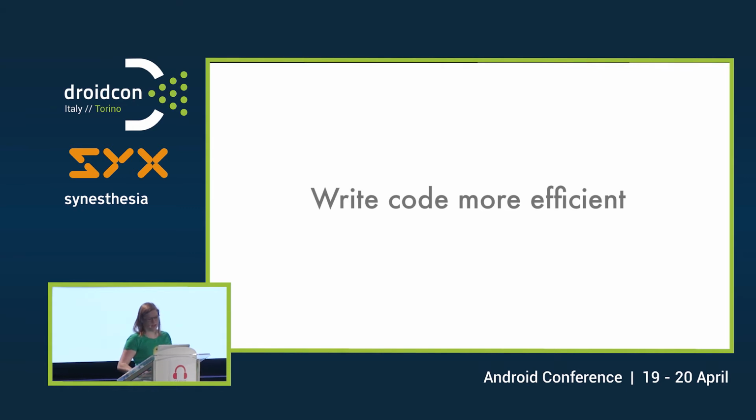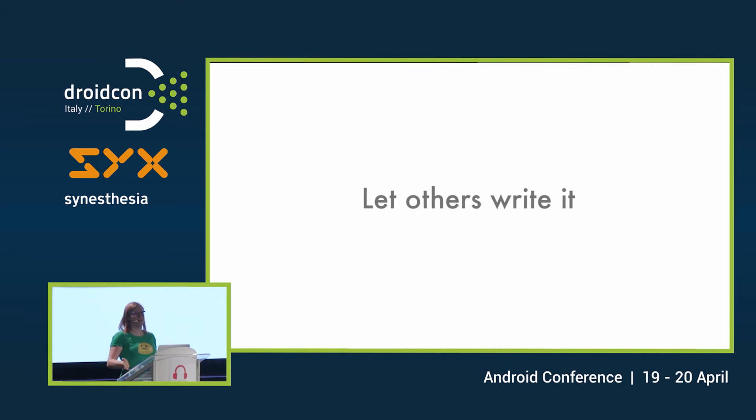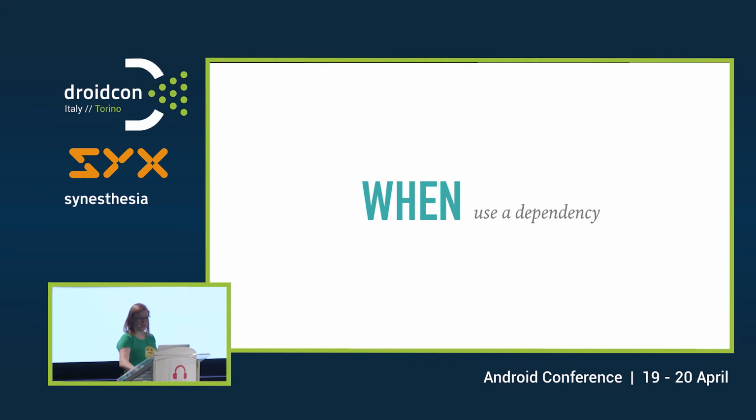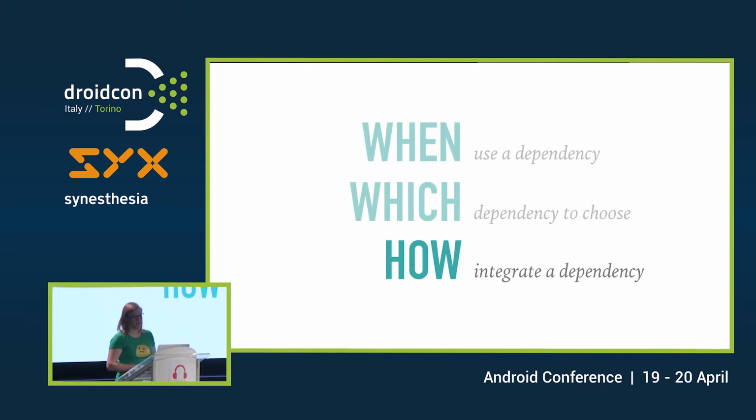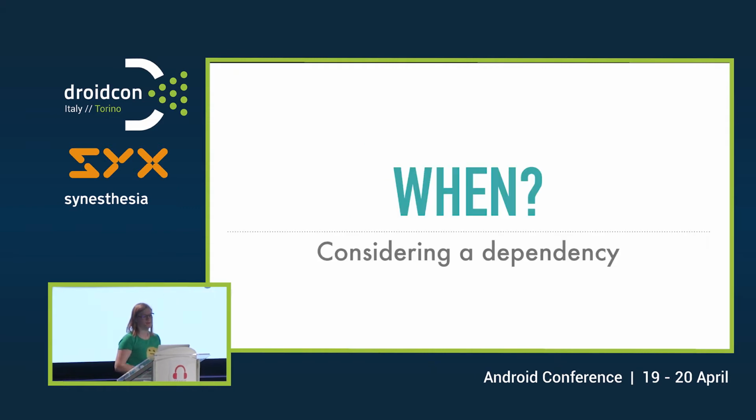So what do you do? Well, you can let others write it. There's a ton of different options out there. I'm not saying tell your coworker to write the code for you, but you can use existing code, use libraries, and there's loads of dependencies for Android out there. But when should you actually use a dependency? And how do you decide which one you want to choose? And how do you then actually go about integrating that dependency? These are the questions I want to answer today. So let's start with the when.